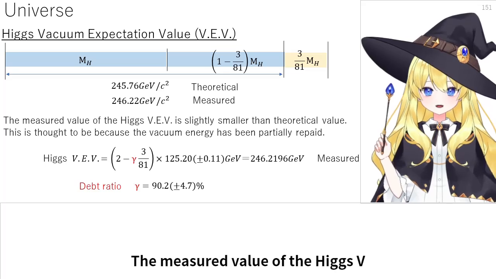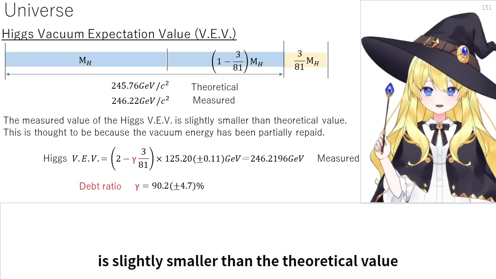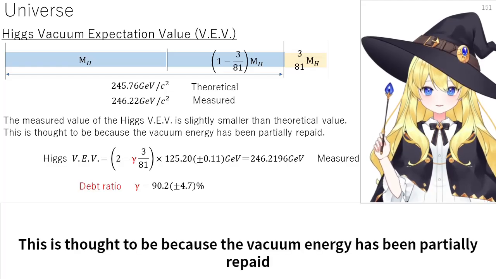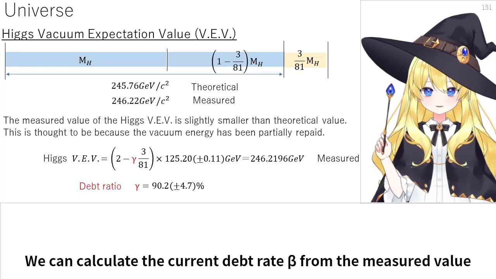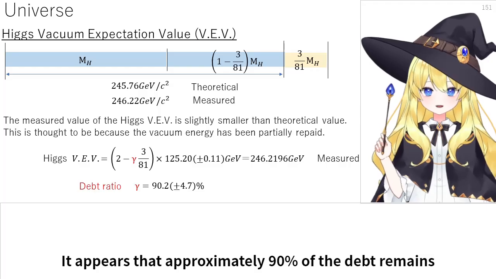Let's take another look at the Higgs vacuum expectation value. The measured value of the Higgs VEV is slightly smaller than the theoretical value. This is thought to be because the vacuum energy has been partially repaid. We introduce a parameter called the debt ratio gamma. We can calculate the current debt rate beta from the measured value. It appears that approximately 90% of the debt remains.